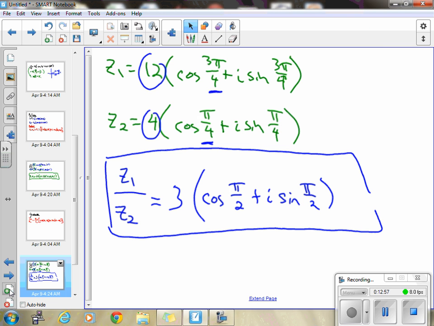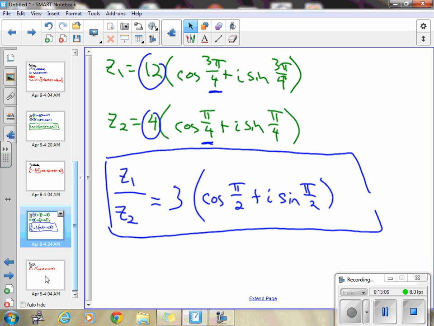And once again, if they tell you to leave it in polar form, that is your quotient. If they ask you to change it into rectangular form, do what we did on the second or third slide.